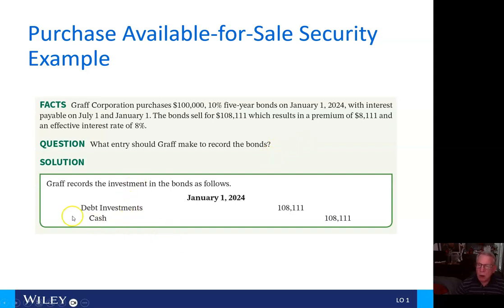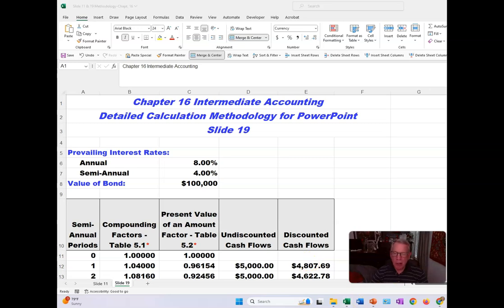So in this case, they're going to debit debt investments, and credit cash for $108,111. That looks like a good place for me to bounce back to our Excel spreadsheet, which of course is available in the modules, and you can see very quickly how we calculate that $108,111. Okay, here we are on the Excel spreadsheet for slide 19, which is very similar to slide 11.